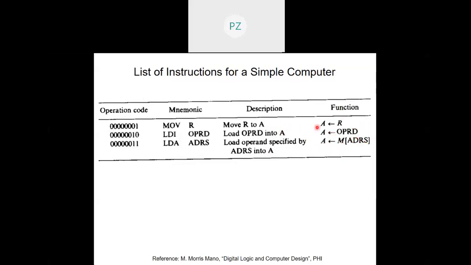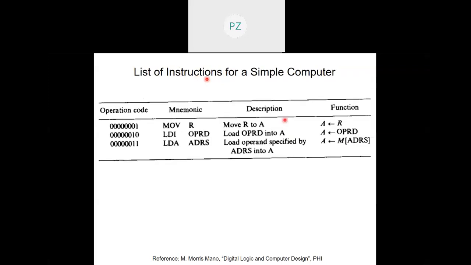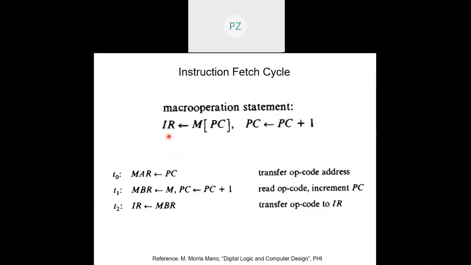Now let us see what each of these instructions requires. They are macro operations. So what is the series of micro operations that each of them will require? The first thing will be the instruction fetch cycle, which will be common to all 3. The instruction has to be fetched first. The opcode has to be fetched first. So this could be called the opcode fetch cycle or instruction fetch cycle. The macro operation statement for this is that the memory contents specified by the address stored in the program counter will have to come into IR.